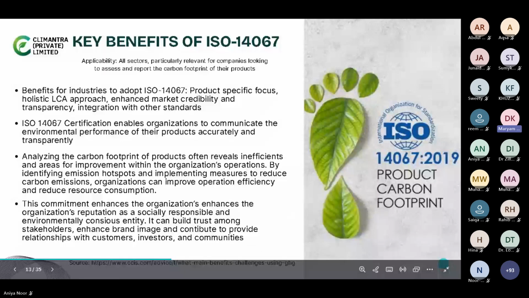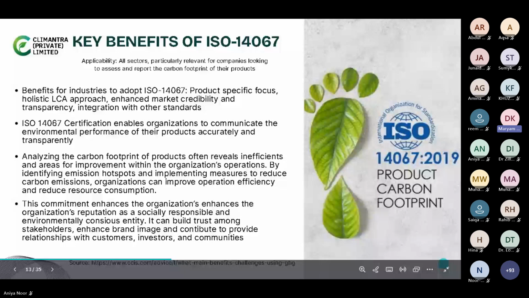Okay, what are the key benefits? After discussing, obviously, industries can opt for the product-specific holistic LCA approach, and it increases market credibility and transparency. Its certification enables organizations to communicate the environmental performance of their products, and by analyzing the carbon footprint of the specific product, it also reveals inefficiencies or areas for improvement within the organization. So it gives you a very targeted approach.